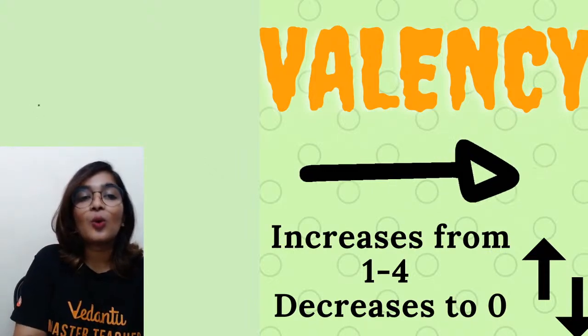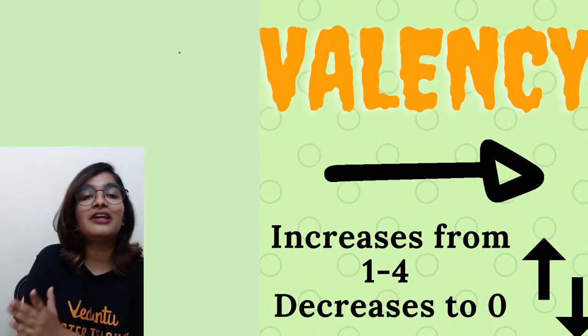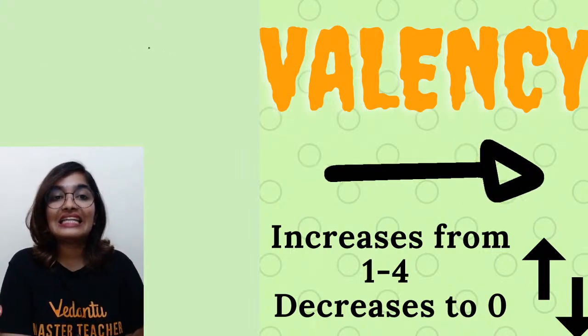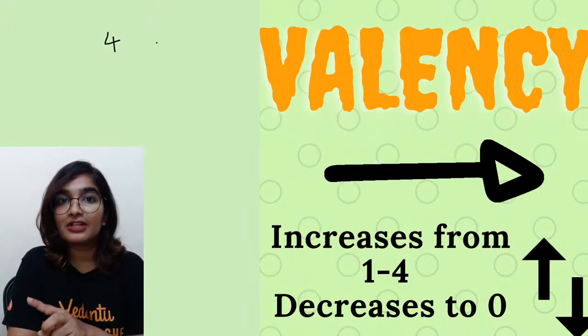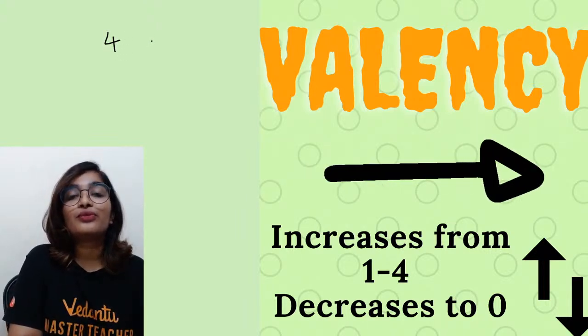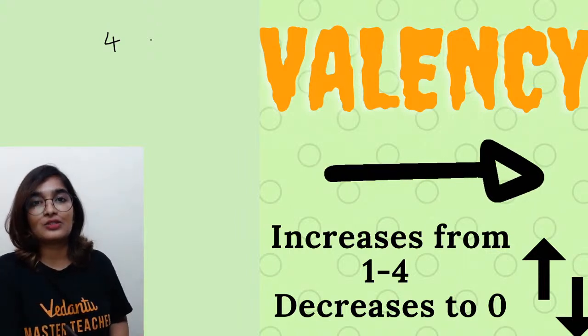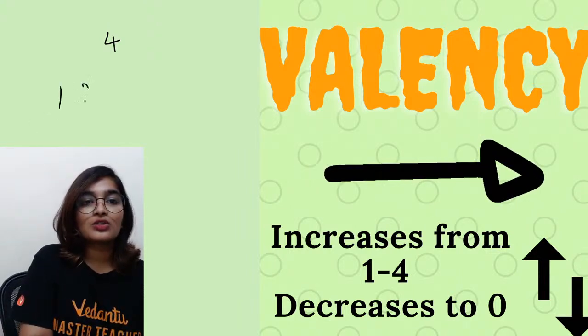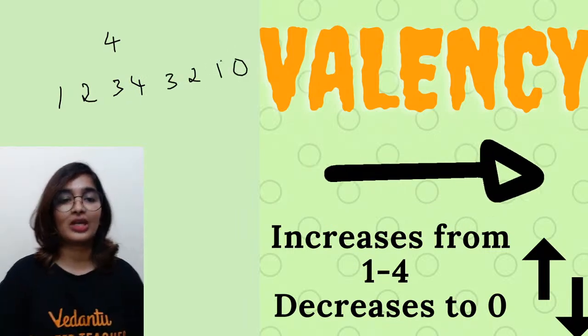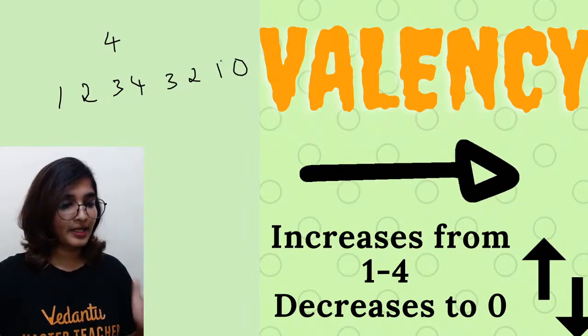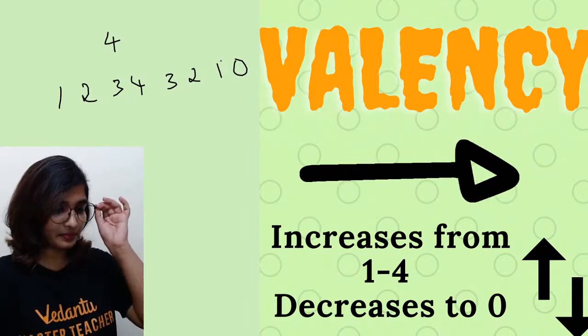Okay. So across the period from left to right, first the valency increases as there is an increase in the number of valence electrons till 4. But after that, what happens? The valency decreases to 0. So I'll write 1, 2, 3, 4, 3, 2, 1, 0. You can actually check. Got it, everyone?